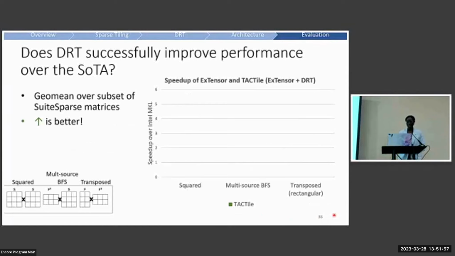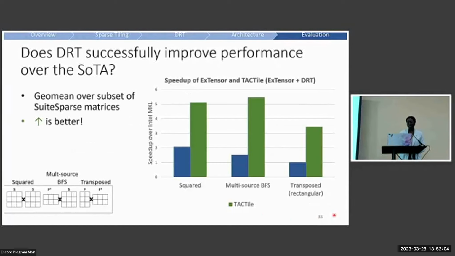So does DRT successfully improve performance over the static tiling approach, namely ExTensor? And the answer is yes. Here we have ExTensor's performance in blue, and in green we have Tactile, which again is ExTensor with DRT integrated into it. Overall, Tactile has a speedup of 3x over ExTensor, and this comes from the improvement in being able to do more compute for a given tile. This also corresponds to a memory traffic improvement ranging from 2 to 4 times less data traffic, depending on the kernel.